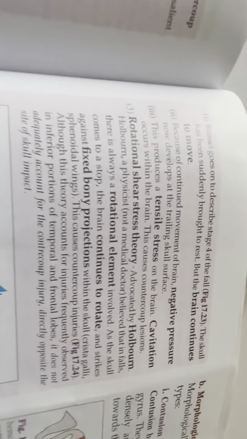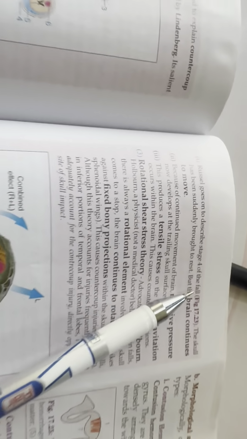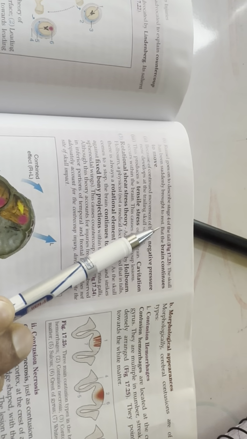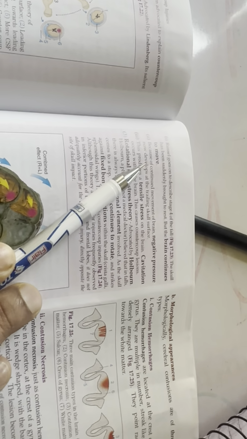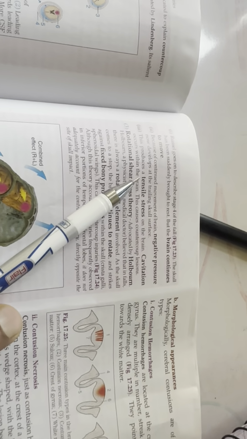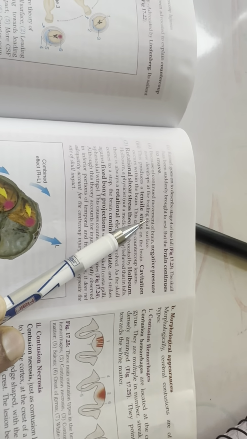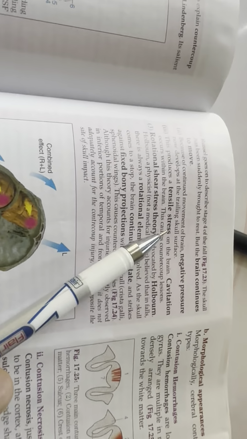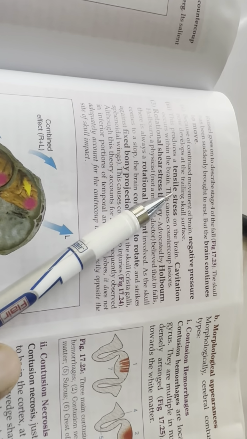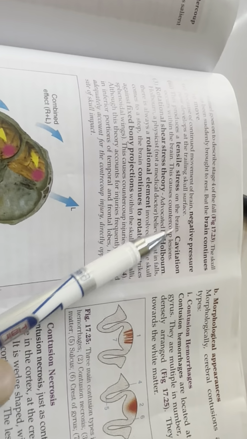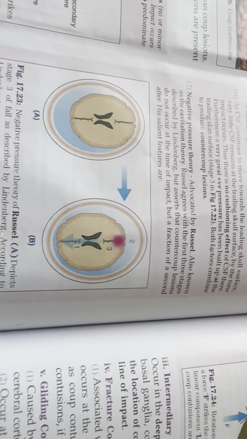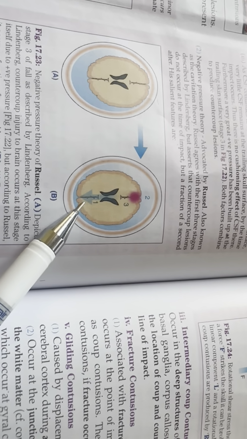Russell goes on to describe stage 4 of the fall. The skull has been suddenly moved to rest, but the brain continues to move. Because of the continuous movement of the brain, negative pressure develops at the trailing skull surface, the skull surface at the back. This produces tensile strength. Cavitation occurs within the brain. This causes a countercoup lesion.